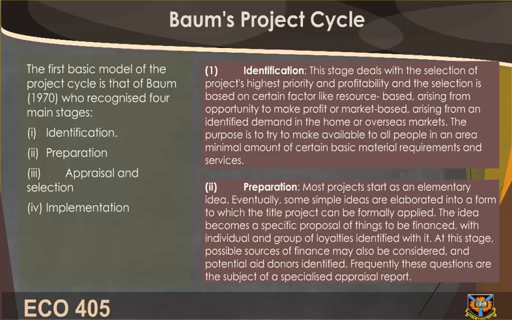BURM's project cycle. The first basic model of the project cycle is that of BURM, 1970, who recognizes four main stages: 1. Identification, 2. Preparation, 3. Appraisal and selection, 4. Implementation.